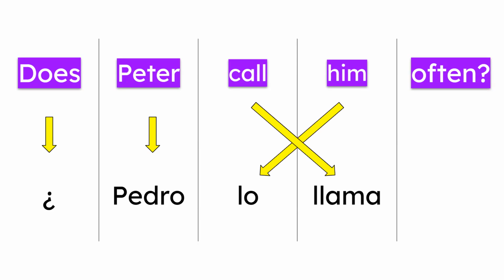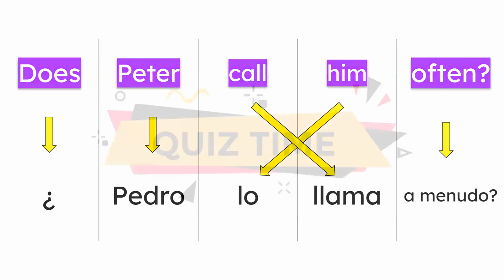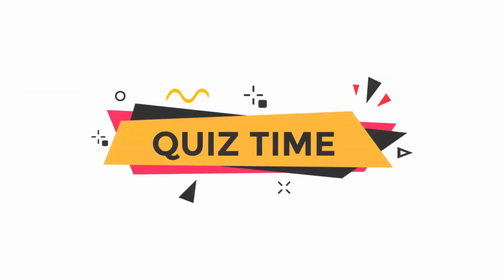Guys, do you remember how to say often in Spanish? It's two words. Pedro lo llama a menudo. Remember that. A menudo. Pedro lo llama a menudo. Okay, now it's your turn to say it. Very good. And I think that's it for the lesson.